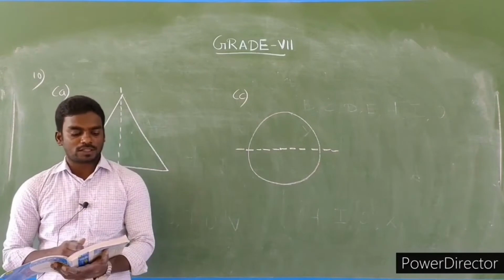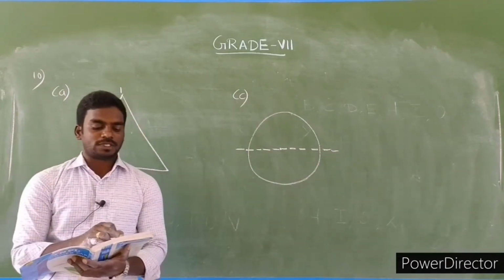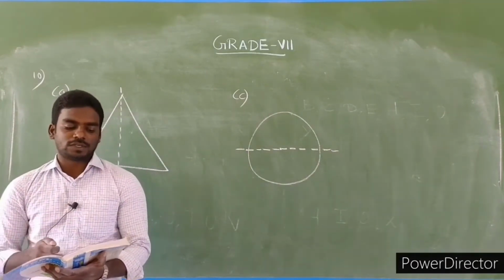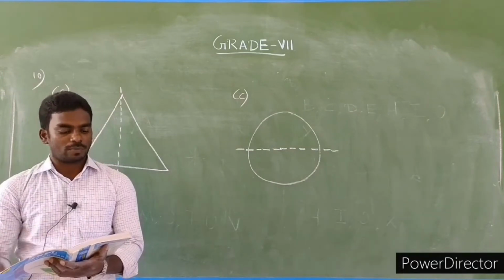So next, what is the ninth pattern? Give 3 examples of shapes with no lines of symmetry. So your ninth pattern is your homework sum.